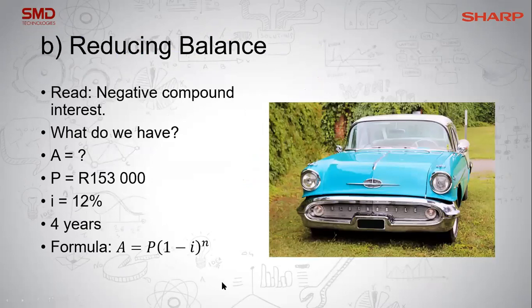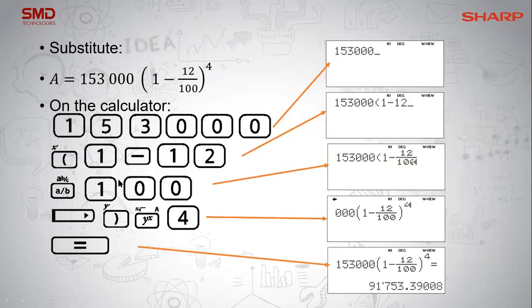Okay. Now, with the reducing balance, we're going to read negative compound interest. So our formula is exactly the same, except it has a minus instead of a plus. So again, all the same things that we had before, except our formula is now different. So we've got a 4 at the top instead of times 4. And again, you can just type it into your calculator. So here, the value of his car is 91,000 Rand. So you can see it's quite a sizable difference between the simple decay versus the reducing balance method.